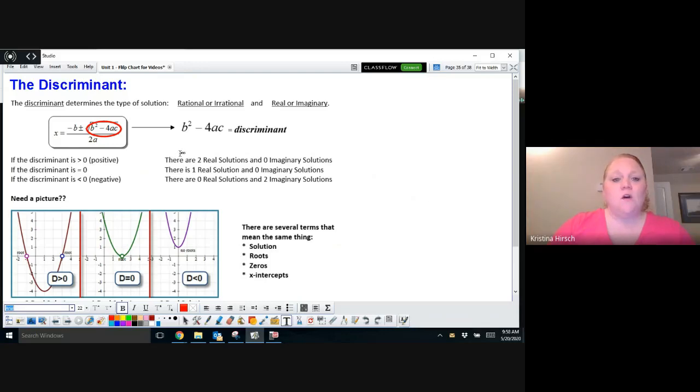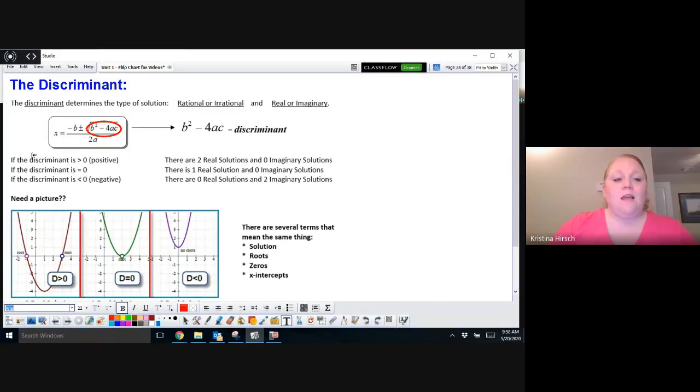Right here, this is the equation. The whole thing is the quadratic formula. The discriminant is a small portion of that formula. So when we look at the quadratic formula together, notice the discriminant is going to come up, and we use it to make predictions about our solutions.